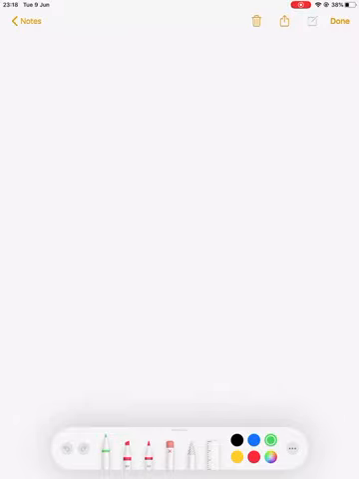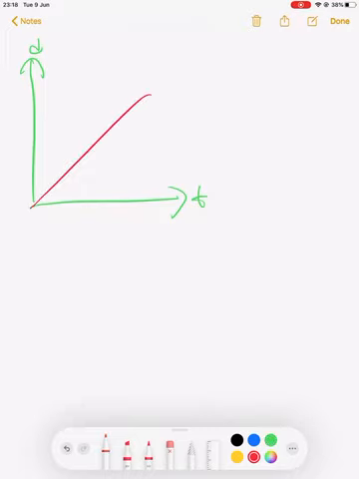Let me do the comparison between the speed time graph and the distance time graph. Here is your distance time graph, and let's say we have a line here. The gradient is the speed.